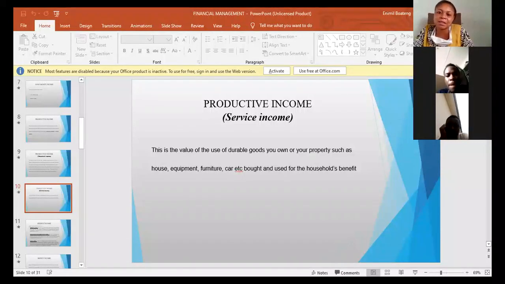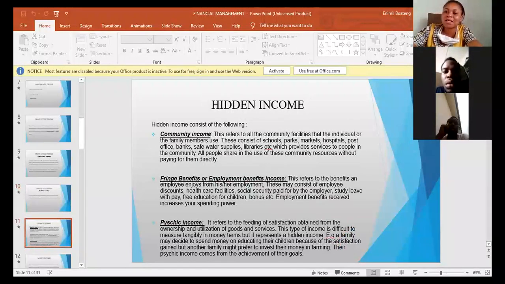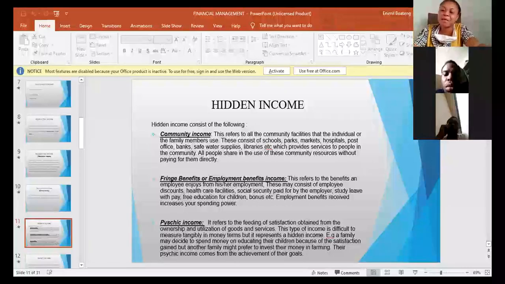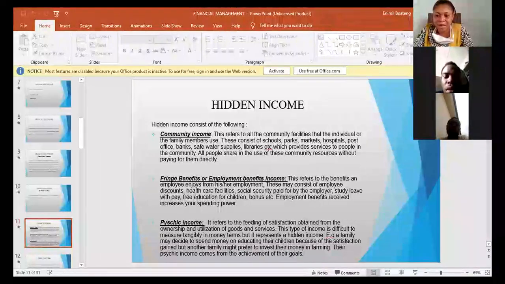Then we look at the second category of the productive income, which is service income. And we said that refers to the value of the use of durable goods you own. We gave an example that if you have your own house, you don't need to go and pay rent. It is your own house and you are enjoying the services there. So it is a service income. Or you have your own car. When you are going to town, all you do is join your car, fuel it, you go. You don't need to pay somebody for driving you because you are driving the car yourself. Is that clear now?